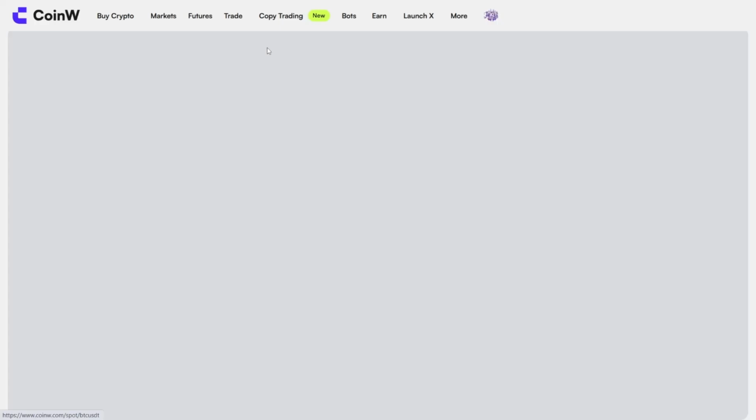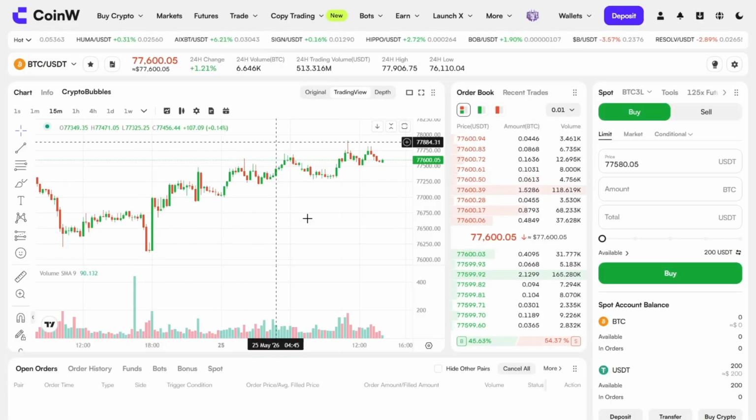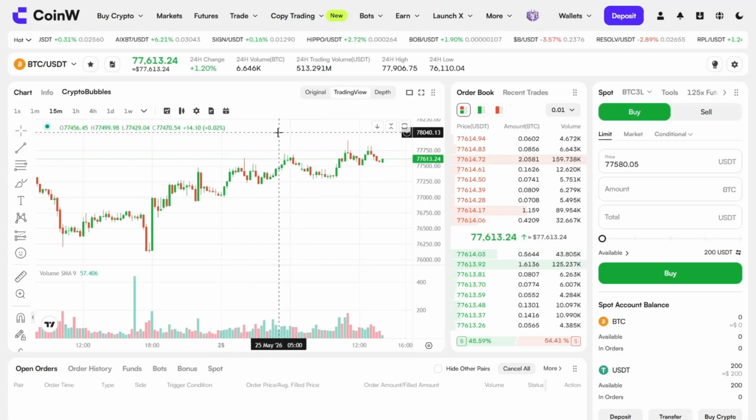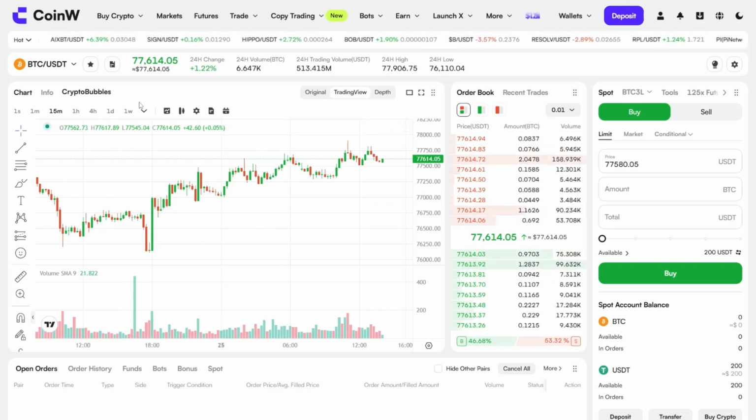So we're going to go back to spot and we are going to quickly go over the TradingView chart. The chart is where we can look at price action and get a better idea of what the market is doing. The first thing we can do is adjust the time frame.